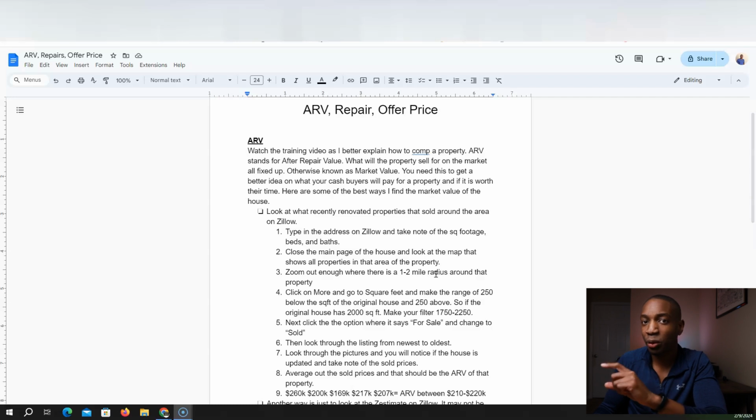So understanding ARV, after repair value, that's essentially the retail value, the market price of the property all fixed up, all nice. How do you figure out ARV? I've written something up, but I'm actually just going to go on Zillow to show you how to do it, because that's essentially what I'm explaining here. Since this is a video, this is pretty cool for me to do.